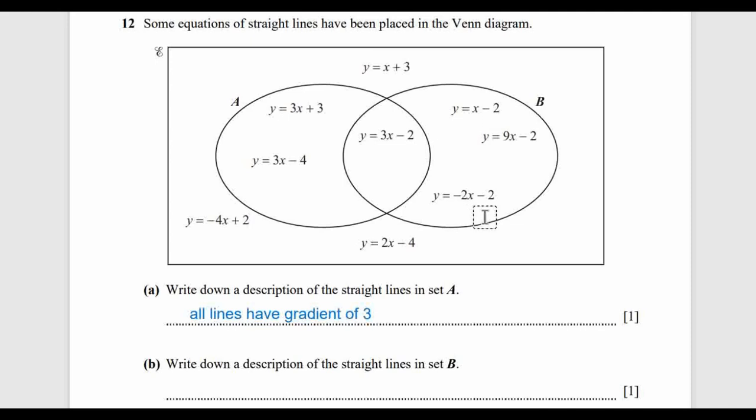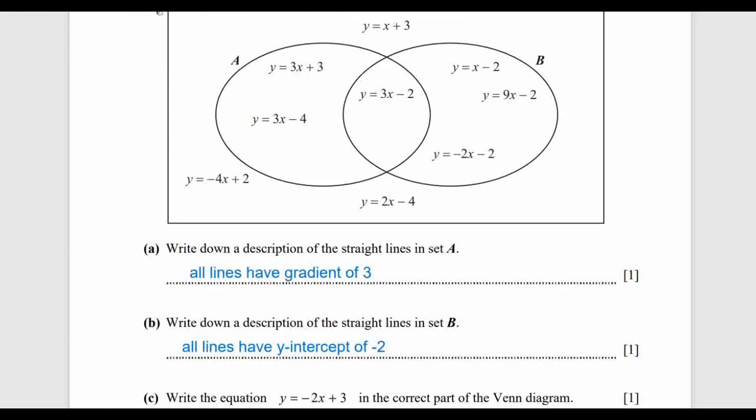10 seconds from now. 10, 9, 8, 7, 6, 4, 3, 2, 1. Let's check out the answer, guys. So the answer is all lines have a y-intercept of -2 here. You can see there's -2 at the end. It's all lines have the y-intercept of -2.